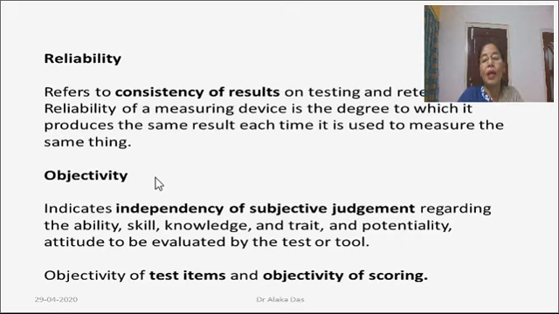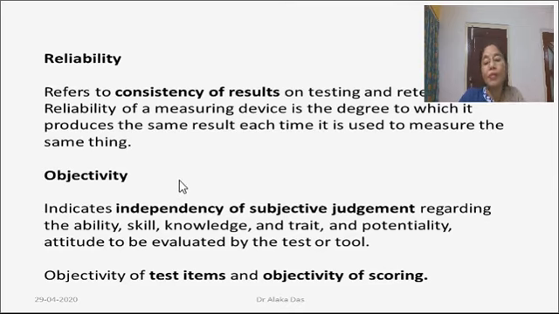Objectivity indicates independence of subjective judgment regarding the ability, skill, knowledge, trait, potentiality, and attitudes to be evaluated by the test or tool. So objectivity means freeing from personal biasness, personal judgment. We are human beings and we all have some likings and dislikings, preferences and non-preferences.